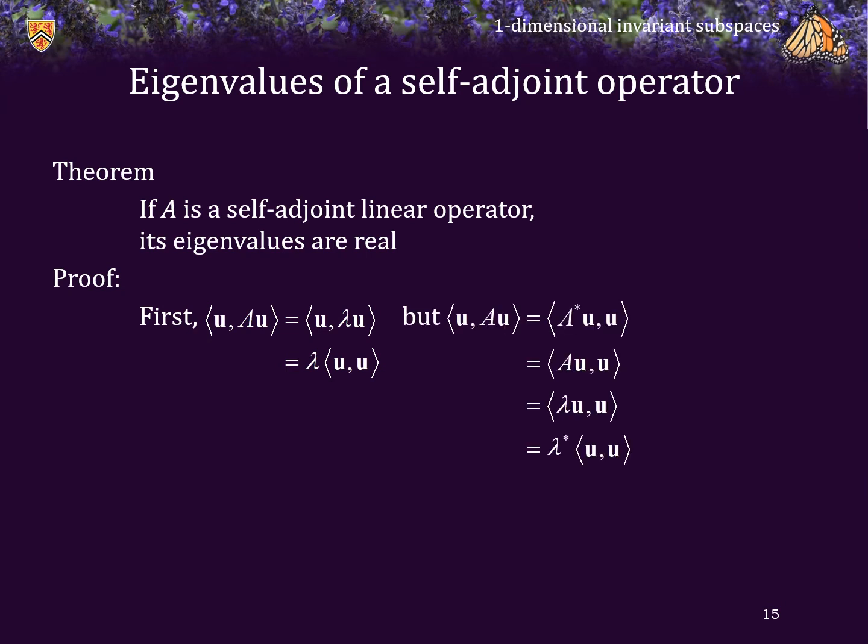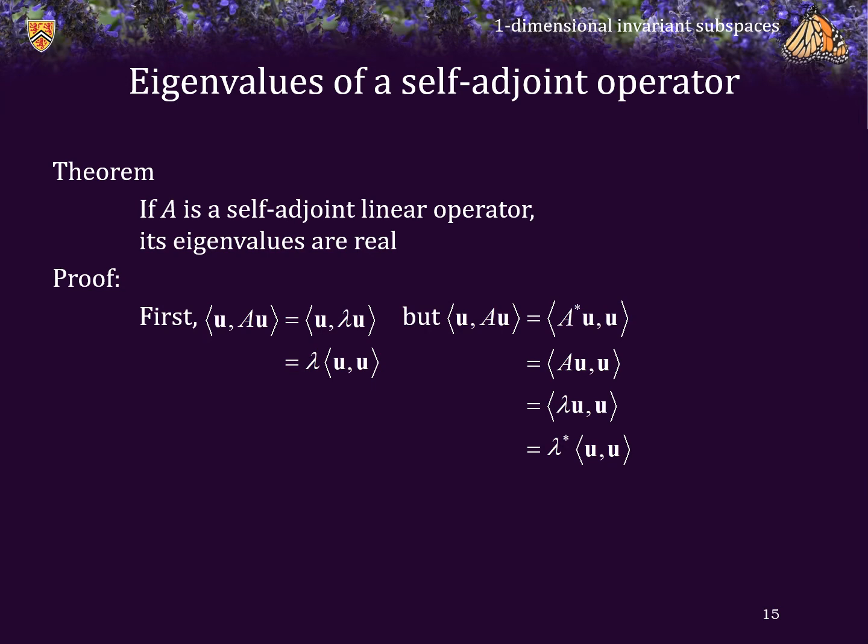But, on the other hand, the inner product of U and A times U is equal to the adjoint of A multiplied by U inner producted with U. But A is self-adjoint. Consequently, this is equal to A times U inner producted with U. But A times U is equal to lambda times U, and because the inner product is sesquilinear, if the scalar multiple comes out of the first term, we must take the complex conjugate.